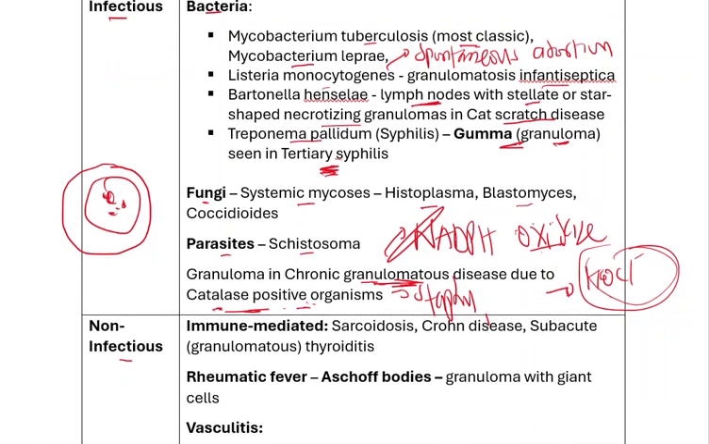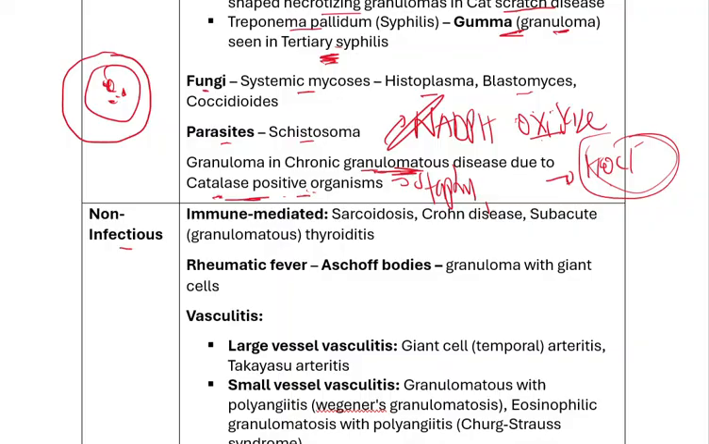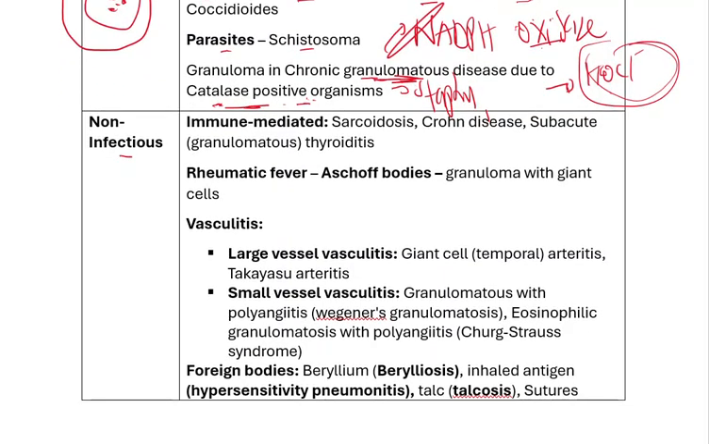And then we also have the non-infectious causes of granuloma. So we have the immune-mediated, for example sarcoidosis, Crohn's disease, or subacute thyroiditis, or granulomatous thyroiditis. We also have rheumatic fever, right? Like Aschoff body. So in rheumatic fever, we see Aschoff body, which is granuloma with giant cell.